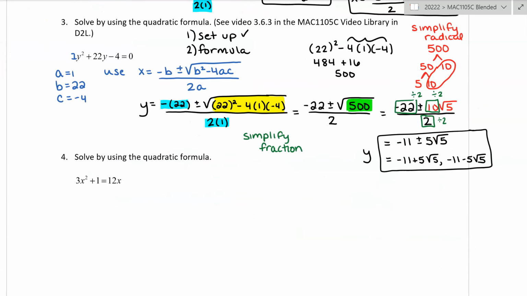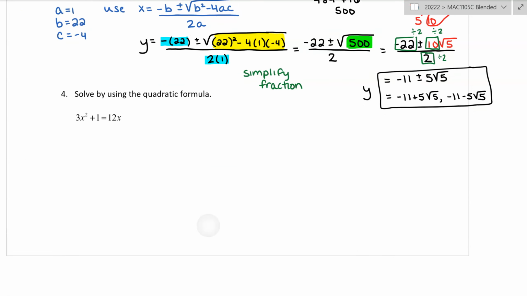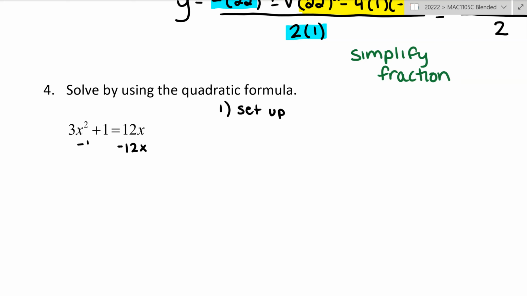Okay, let's try another one. 3x squared plus 1 equals 12x. So the first thing we need is to get it set up properly. And to set it up, I have to subtract 12x. So I have 3x squared minus 12x plus 1 equals 0. Now, the reason that you can't put the 12 with the 3 or with the 1 is because 12 has a single x on it. 3 has x squared, and 1 doesn't have any x's.